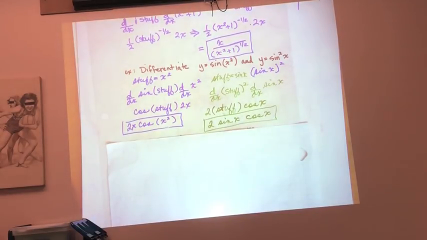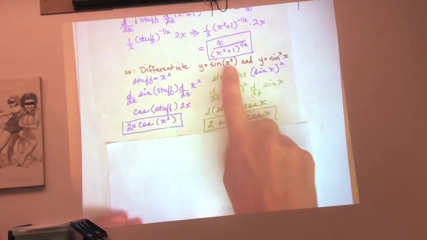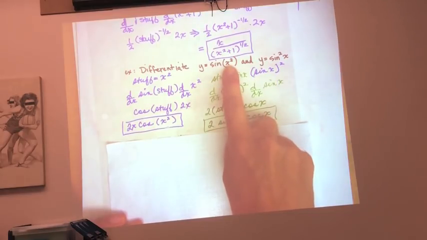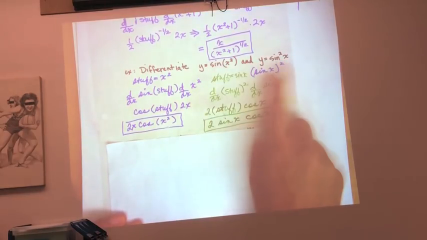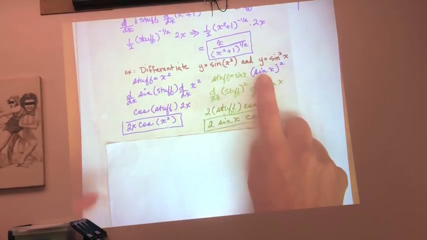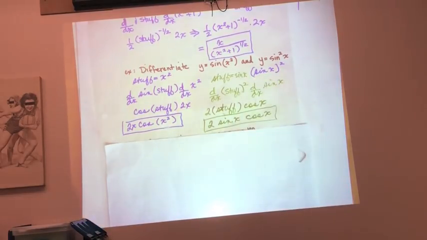Okay, so make sure that you do note that these are two different things. They are not the same answer. In this case, our angle is squared, versus over here, it's saying multiply sine by itself twice. So you can use chain rule, or you could have used product rule. Okay.